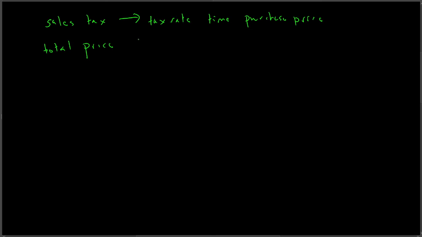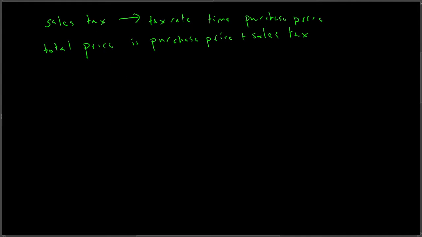So, what we have is the sales tax is whatever the tax rate is times the purchase price. The total price is the purchase price plus the sales tax. And a neat thing happens here.